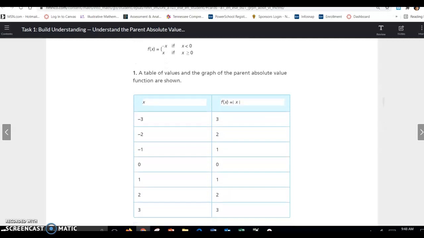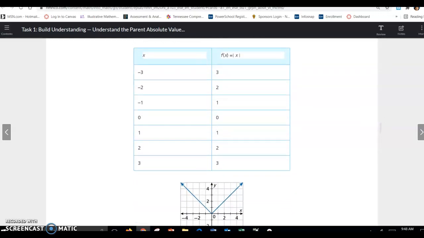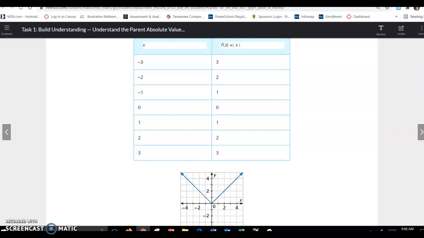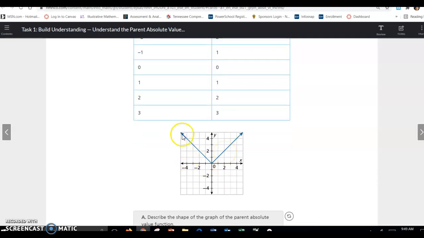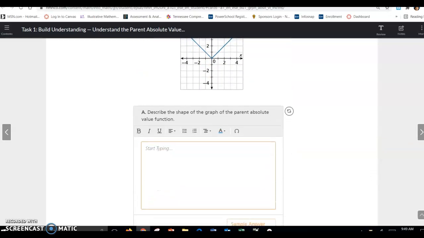A table of values of the graph of the parent absolute value function are shown. You can see that they give you just your x's, some positive and negative, and they plug them in, and when they do, this is your absolute value function. So you can see that the absolute value function is a V-shaped graph, and all absolute value functions are V-shaped graphs. Describe the shape of the graph of the parent absolute value function. It would be a V-shaped graph.